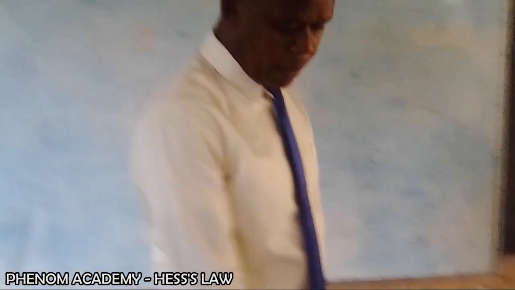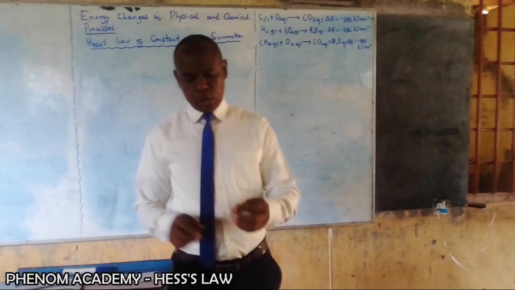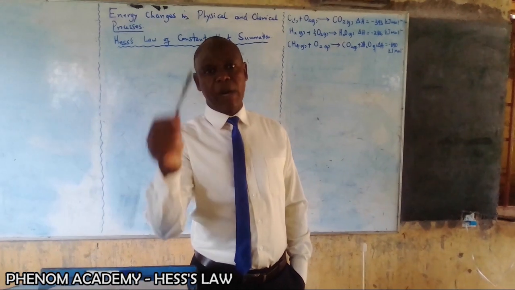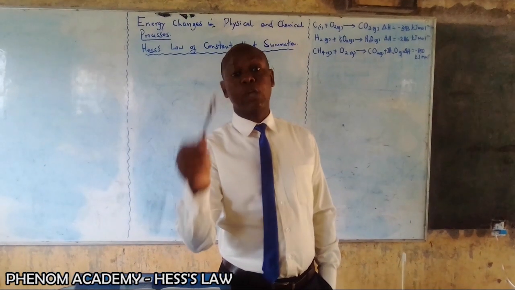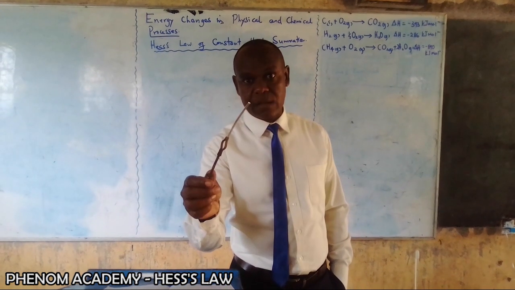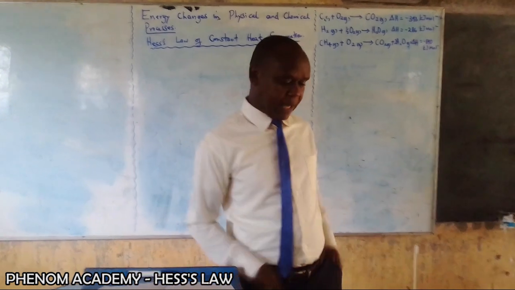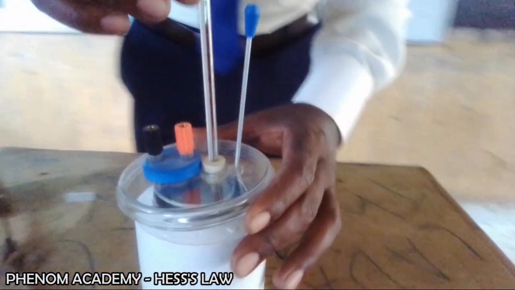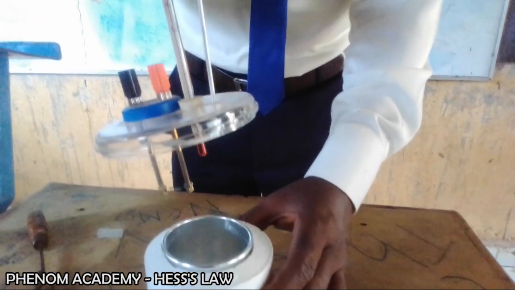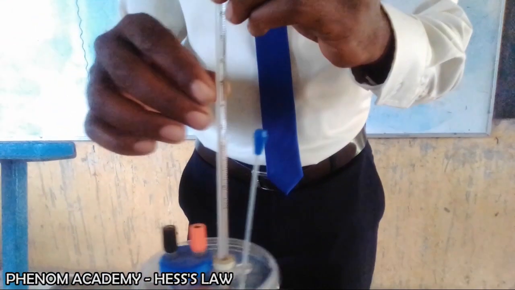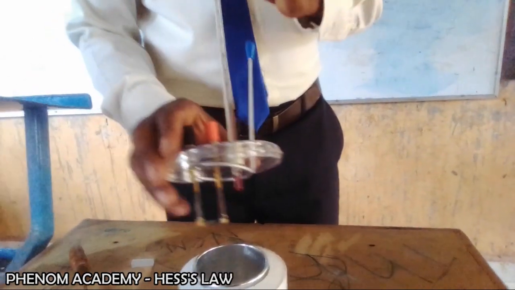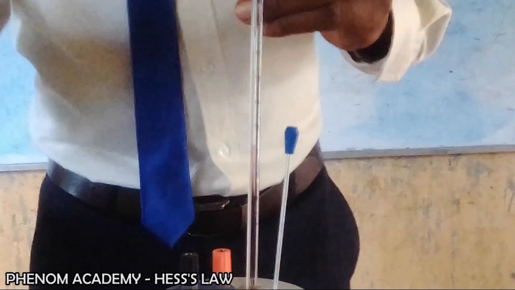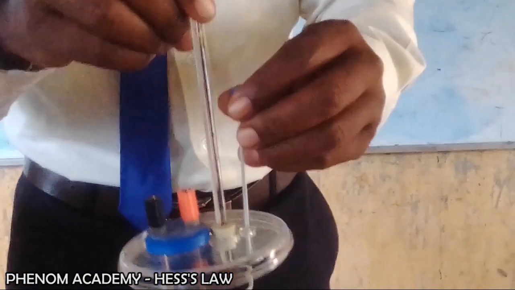Now, if you have magnesium, you can burn magnesium in the lab. Magnesium will burn in the presence of oxygen to produce magnesium oxide. And using a calorimeter, we have a calorimeter here. Come closer. This is a calorimeter. A calorimeter is an instrument used to determine specific heat capacity of substances and molar heat of formation of several substances in the lab.